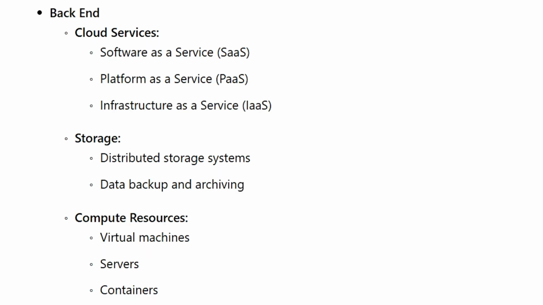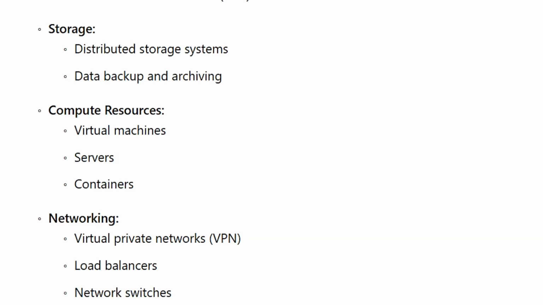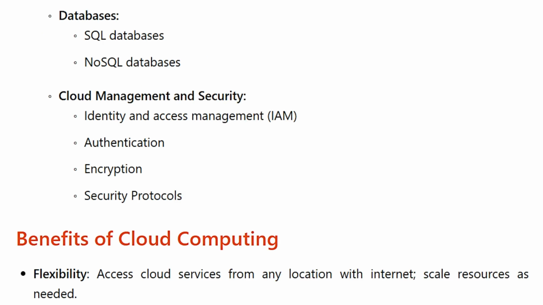Back end. Cloud services: Software as a service, SaaS. Platform as a service, PaaS. Infrastructure as a service, IaaS. Storage: distributed storage systems, data backup and archiving. Compute resources: virtual machines, servers, containers. Networking: virtual private networks, VPN, load balancers, network switches. Databases.